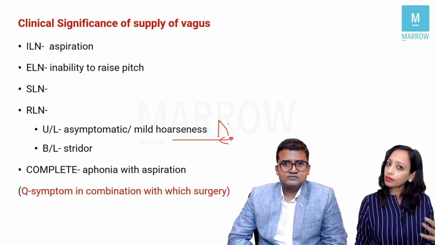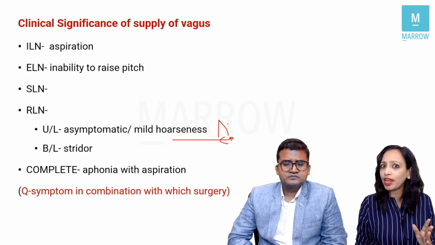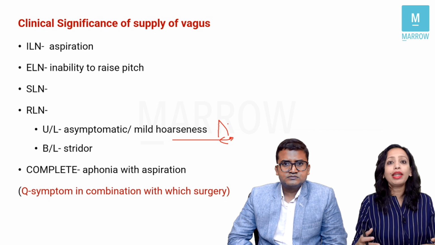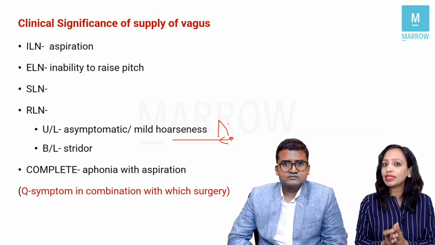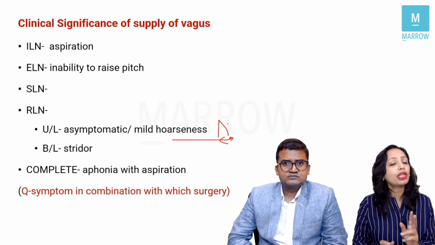If there is aphonia with aspiration, then it is complete palsy. Whereas if there is aspiration, but there is only inability to raise the pitch, then it is not a complete palsy, it is a superior laryngeal palsy. Similarly, here in this patient, what we are seeing is that this patient is a patient following hemithyroidectomy, which means that which are the nerves at risk?